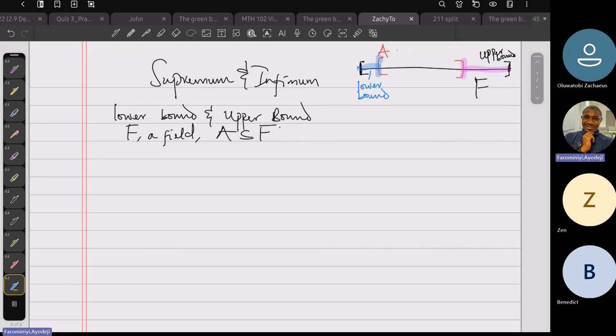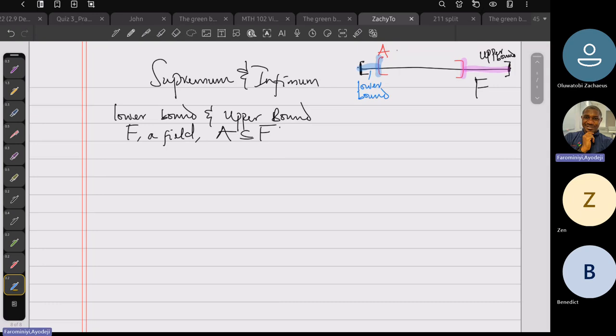So when a set has an upper bound, it is said to be bounded from above. When it has a lower bound, it is said to be bounded from below. And when it has both of them, it is said to be a bounded set. What I've said so far, is there any question? Do you understand? Yes, I understand perfectly.